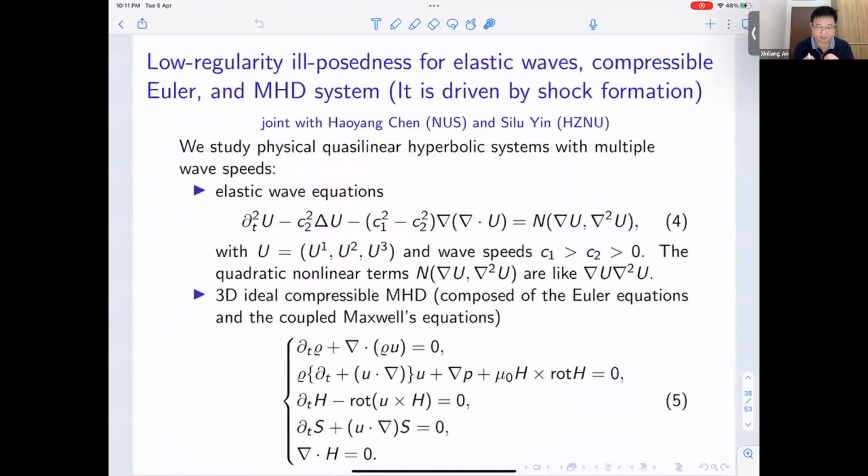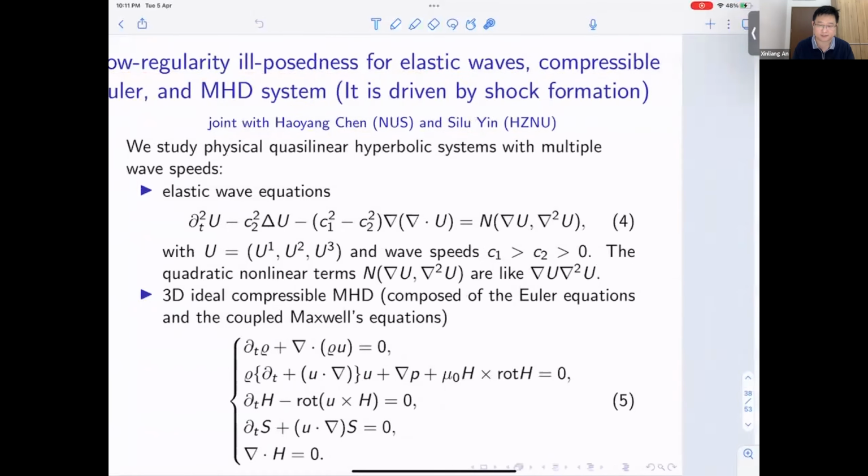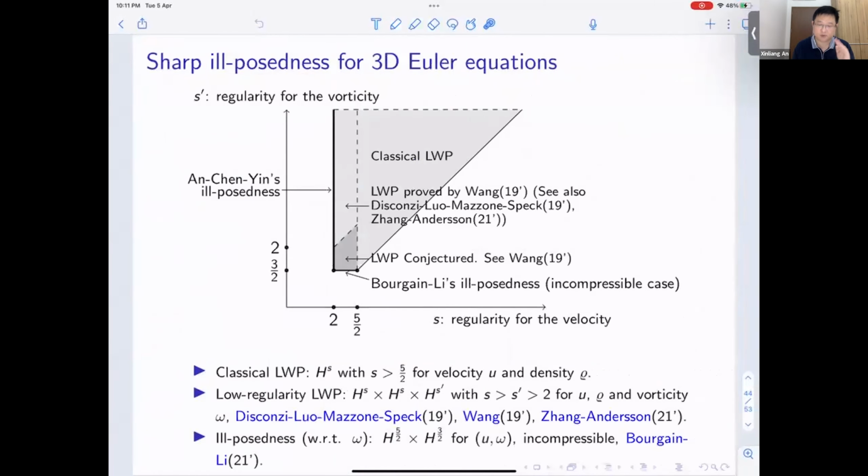Let me first briefly mention two results, and then I will go back to the first one and talk about some details. Joint with Dr. Chen Haoyang and Dr. Anisotropic, we prove the low regularity ill-posedness for the elastic wave, the compressible Euler equations, and the compressible ideal MHD system in R^{3+1}. We generalize Lindblad's classic ill-posedness example for the single quadratic nonlinear wave equation to the physical systems. Later I hope we can use roughly 5 minutes to talk about some details. This will be the compressible fluid.